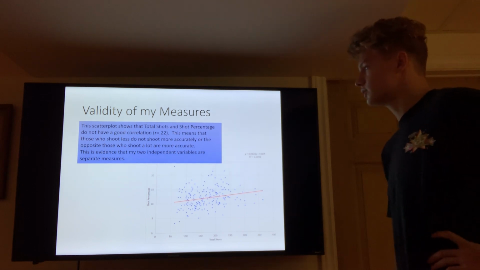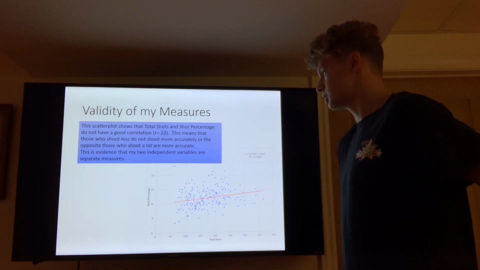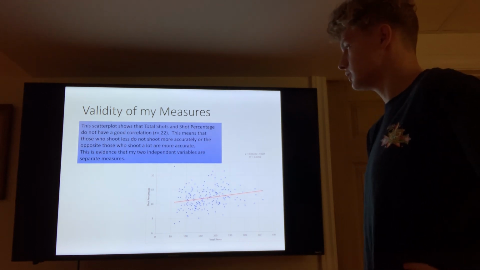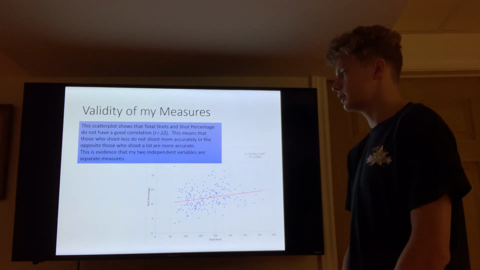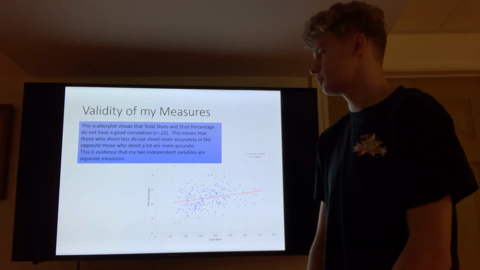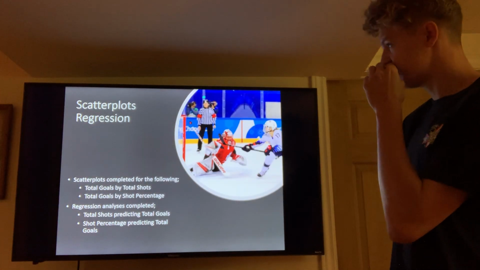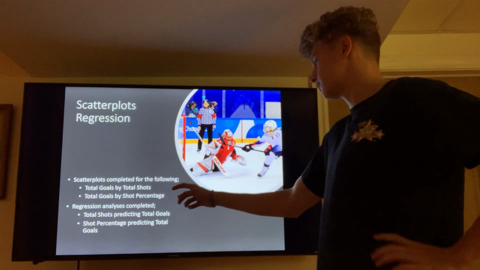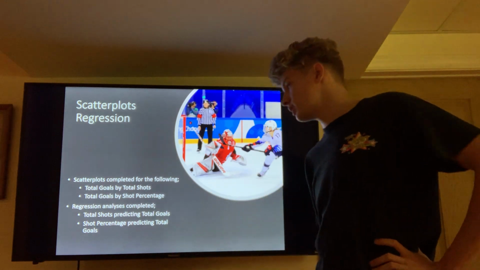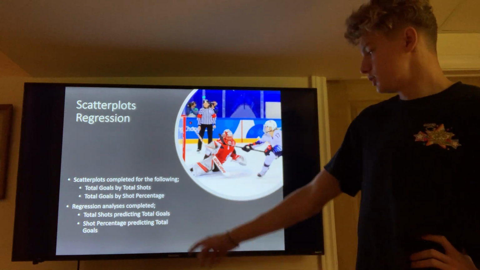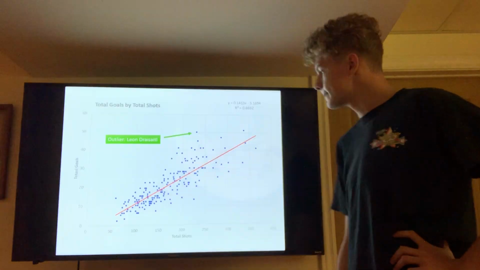Validity of my measures. This scatter plot shows the total shots and shot percentage do not have a good correlation. This means that those who shoot less do not shoot more accurately, or the opposite, those who shoot a lot are not more accurate. This is evidence that my two independent variables are separate measures. Scatter plots and regression: scatter plots were completed for total goals by total shots and total goals by shot percentage, and then regression analysis was completed, with total shots predicting total goals, and shot percentage predicting total goals.